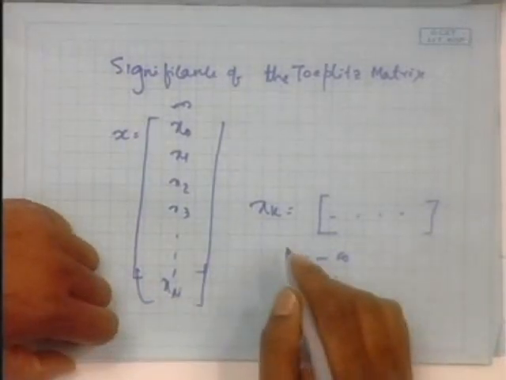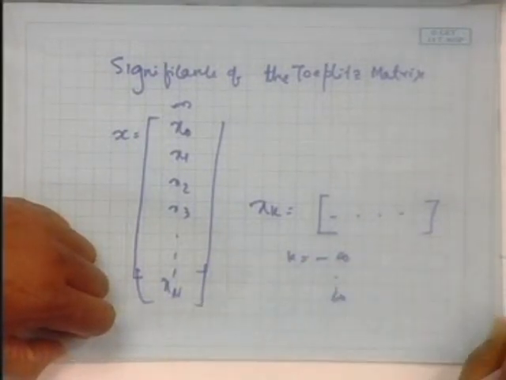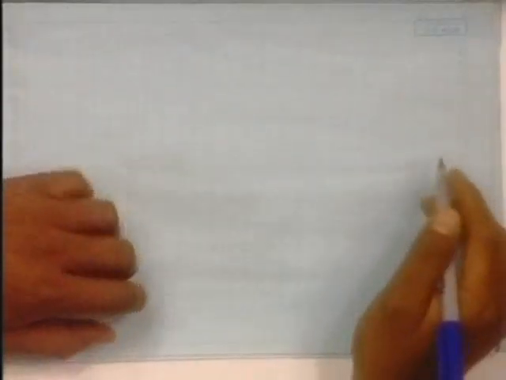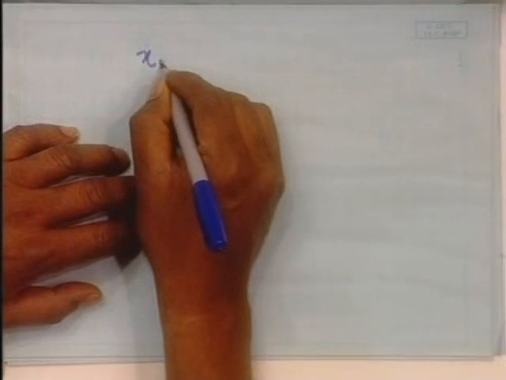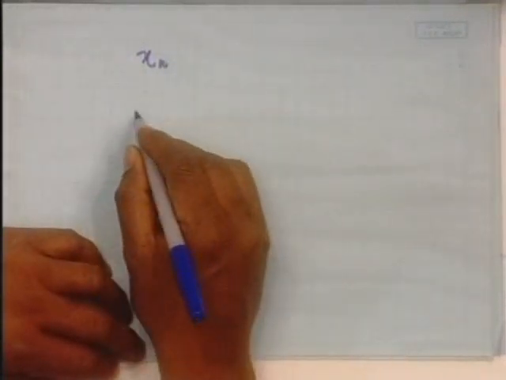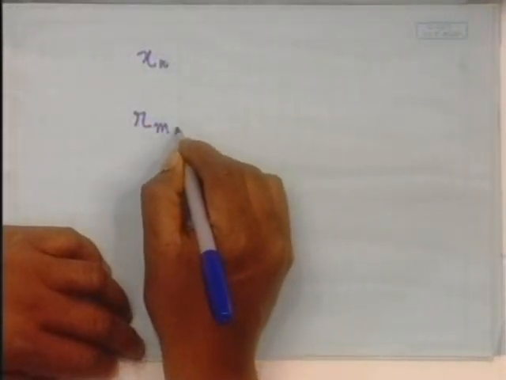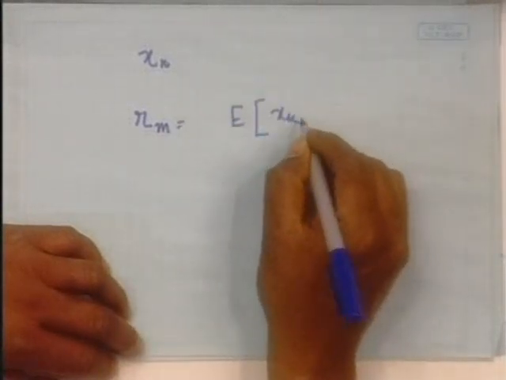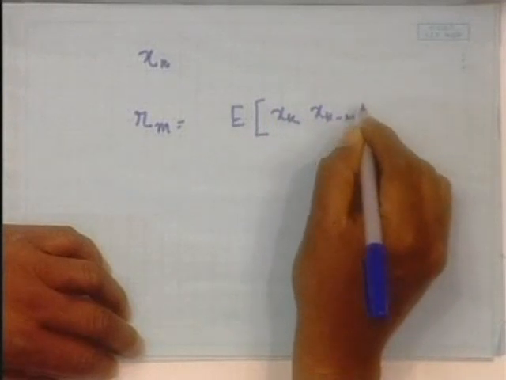If the signal is available with you, then you can define something called an autocorrelation sequence. If there is a signal xk, the autocorrelation sequence Rm you can write to be the expected value of xk into xk minus m.